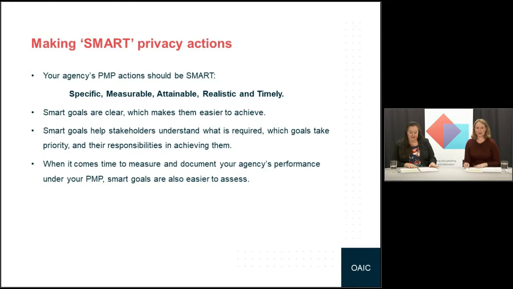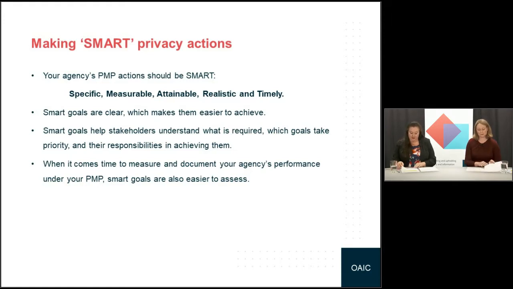Now that we've gone through the PMP process, let's focus briefly on how you can create practical and relevant actions that help you in meeting your privacy goals. You should try to ensure your actions are SMART, that is, specific, measurable, attainable, realistic and timely. SMART actions are clear, which makes them easier to achieve and ensures stakeholders understand what is required and what their responsibilities are. SMART actions are also easier to assess.